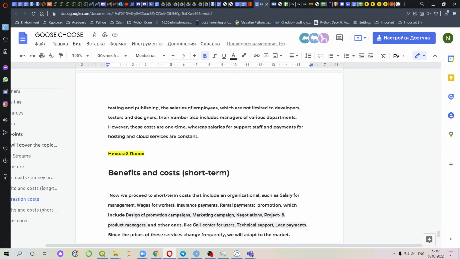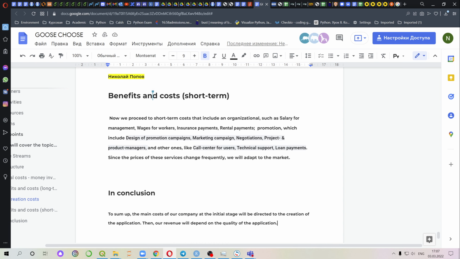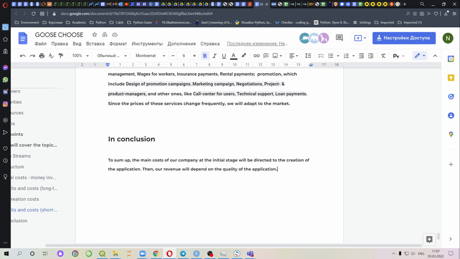And now let's talk about short-term costs. So now we proceed to short-term costs that include organizational ones, such as salary for management, wages for workers, insurance payments, rental payments, promotion, which includes design of promotional campaigns, marketing campaigns, negotiations, project and product managers, and many others.